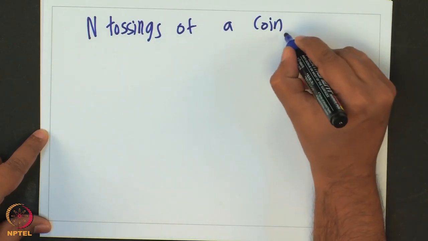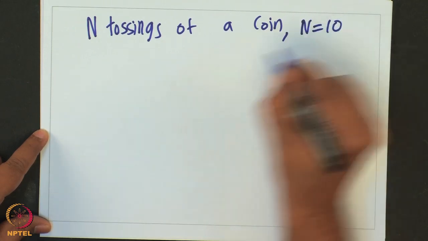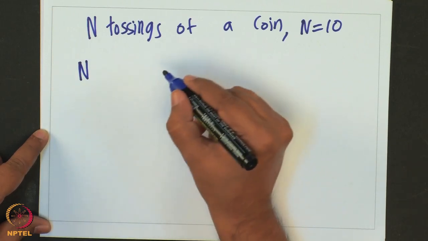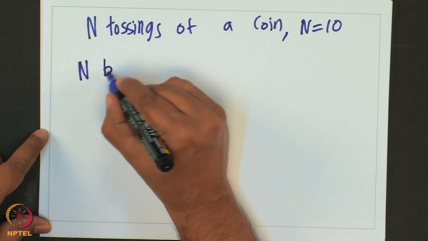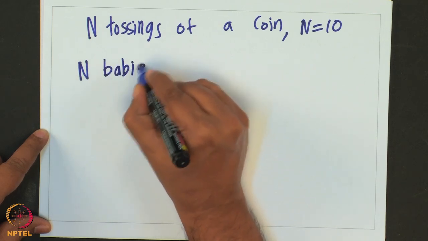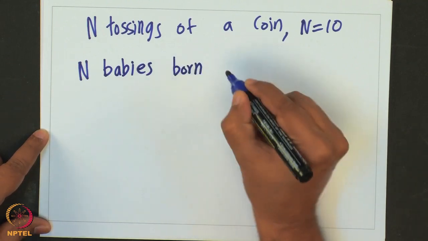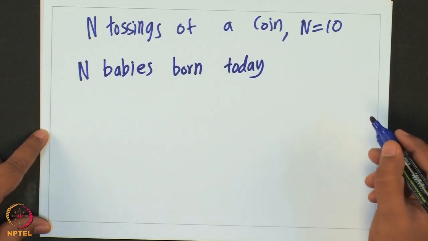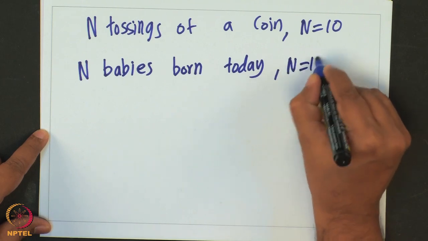So here n is 10, let us say 10 tossings, or n babies if you take, for 2n parents. So there are n couples and there are n babies born today, and you ask the question, how many of them are... so here also let us say n is equal to 10.